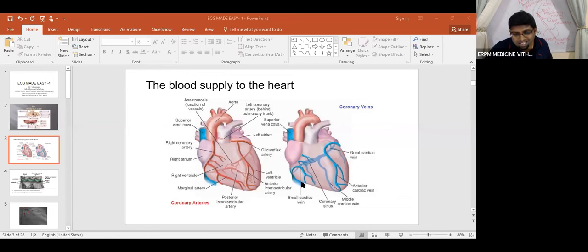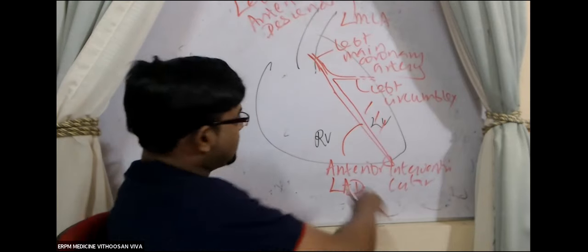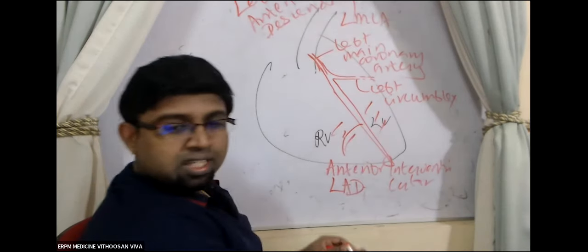So it supplies the left ventricle. You can see here, it supplies this area. This is your left ventricle. Don't write anything here. This supplies this part. This is your right ventricle.